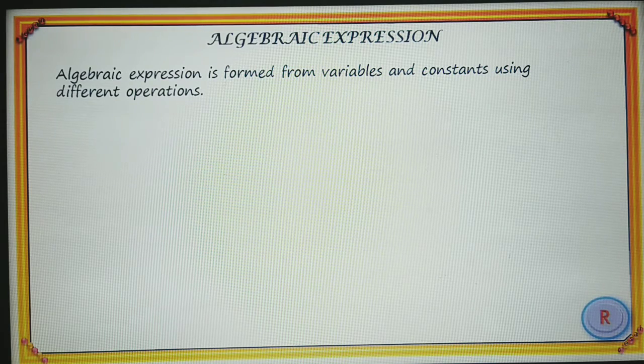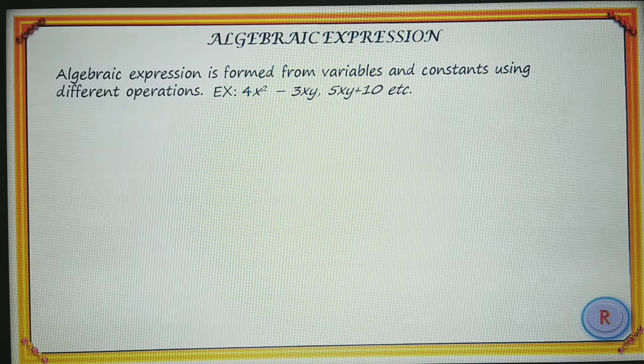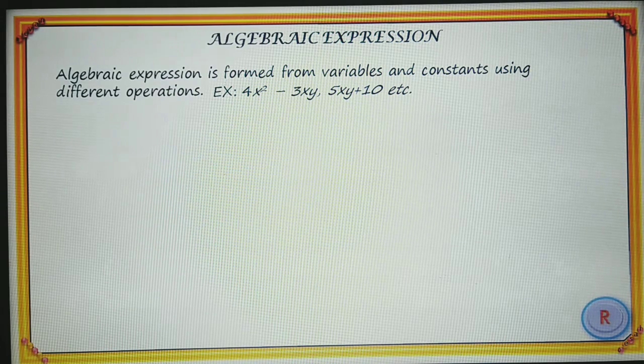An algebraic expression is formed from variables and constants using different operations like addition, subtraction, multiplication. Example, 4x square minus 3xy, 5xy plus 10, etc. In the first expression, we find the difference of two terms, and in the second, the sum of two terms.